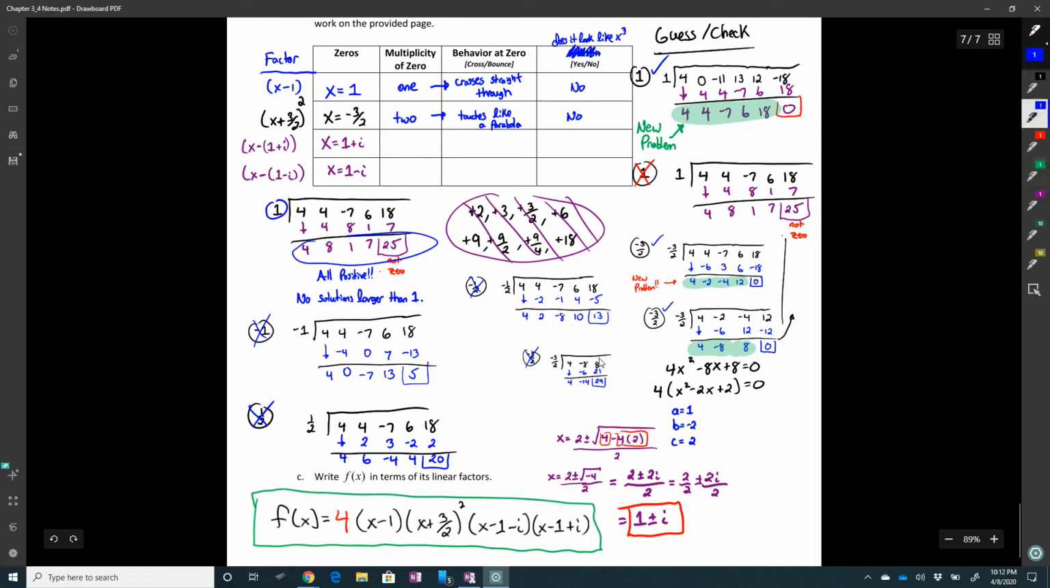Oh, let me fill this in. Multiplicity 1, they each happen once. And this is a trick question. You can't see imaginary answers, so they don't have any behavior.